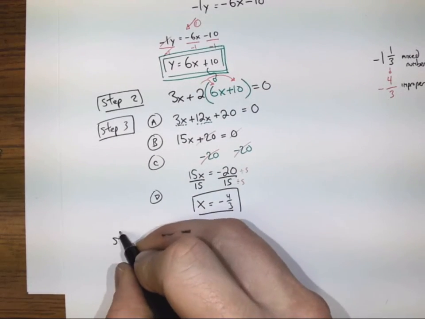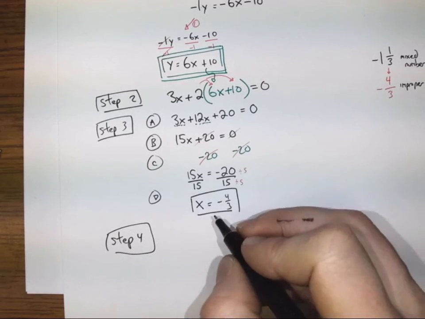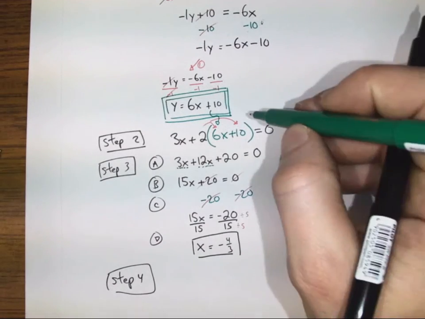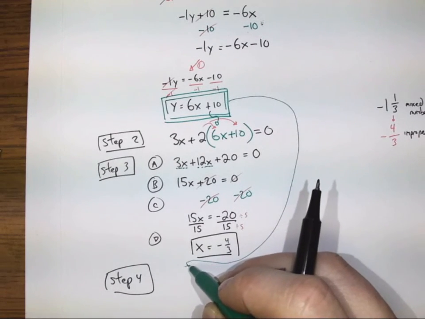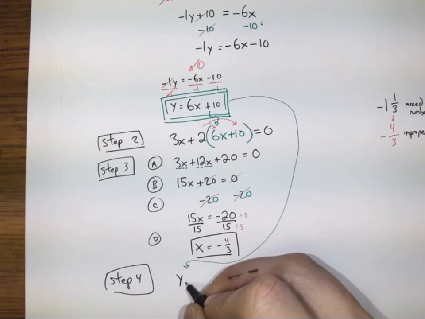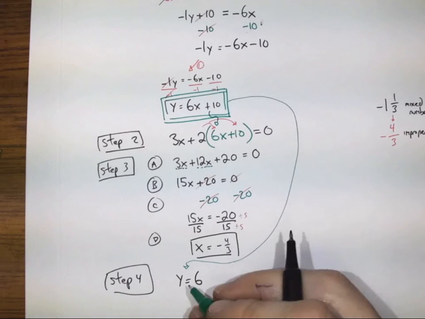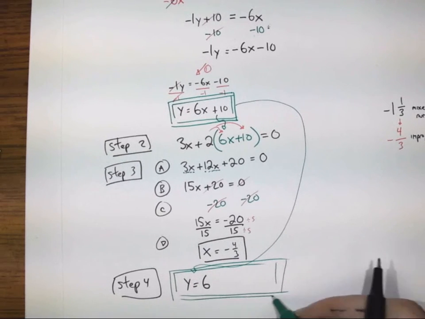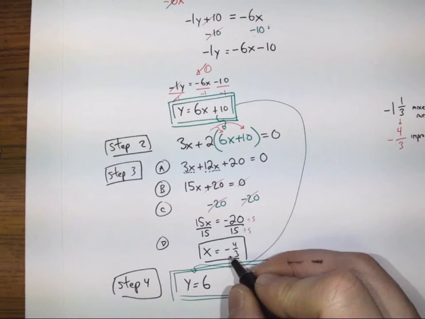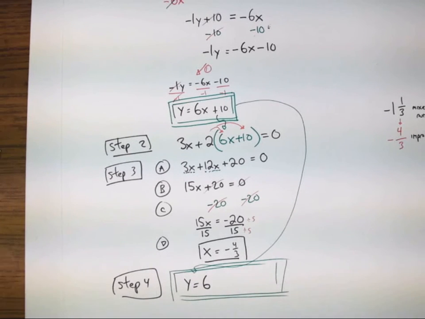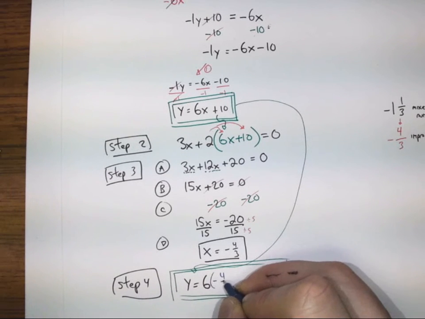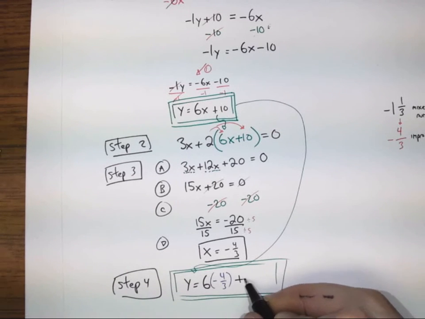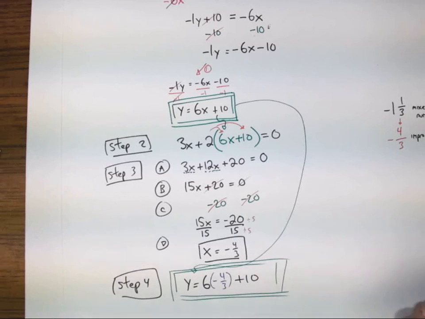All right. Now we have to back substitute. So we have to go to step 4. We're going to take that value and plug it back in to our isolated equation. So we're going to take that equation. y is equal to 6x plus 10. This is in green brackets, by the way. And instead of x, we're going to write negative 4/3. So 6 times negative 4/3, and we've got to keep writing this whole expression, plus 10. And we're going to try to evaluate that.